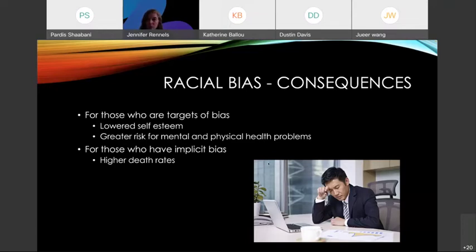Now, I do want to note, I've been talking about predominantly targets of bias, but I do want to say that there's actually data showing that for those who harbor implicit bias, they tend to have higher death rates, shorter lifespans. So let's just say bias isn't good for anybody, right?